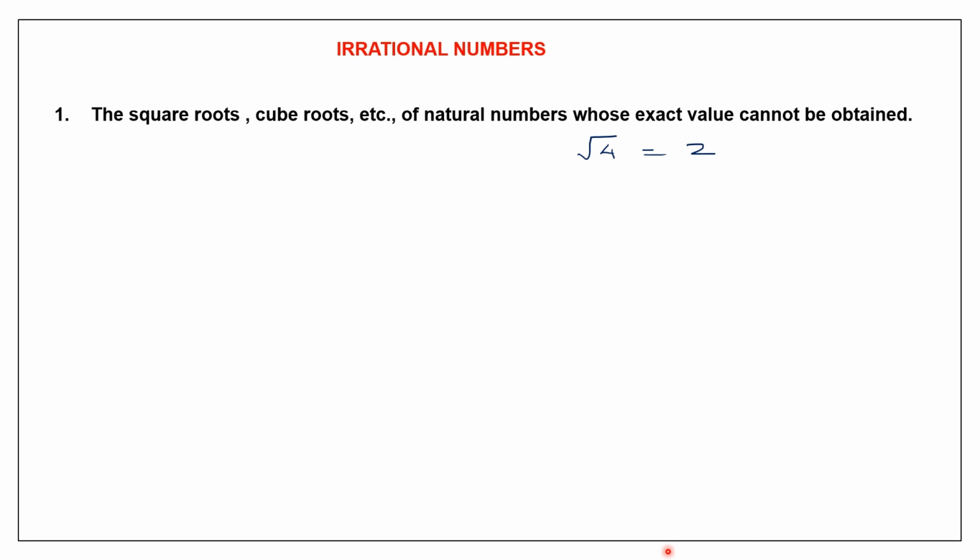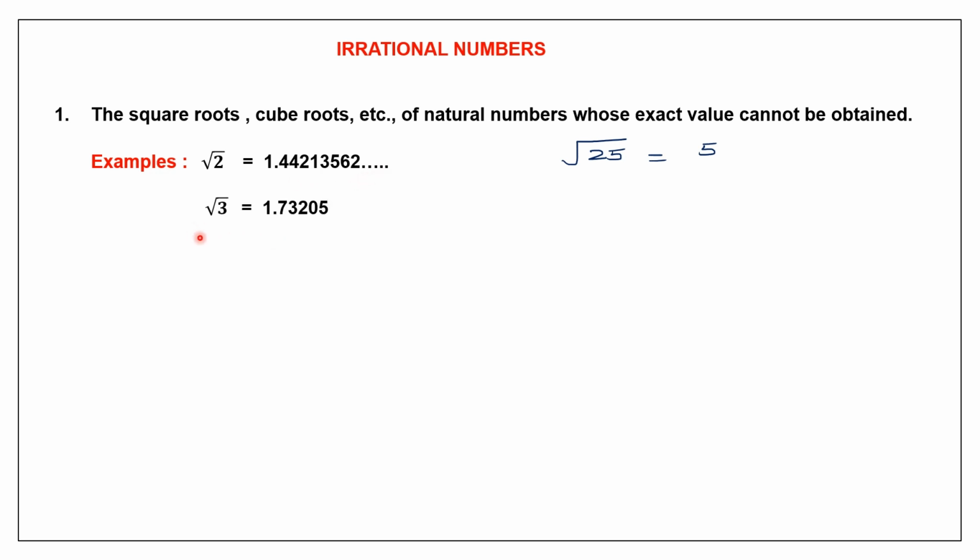But if I take certain other square roots, like the square root of 2, can you see here? The square root of 2 is a non-terminating decimal. So such square roots whose exact value cannot be obtained are called irrational numbers. Let me take another perfect square. Now if I take the square root of 25, what is the square root of 25? 5. So the square root of 25, I can get the exact value. So this is a rational number. Square root of 2, I cannot get an exact value. So this is an irrational number.